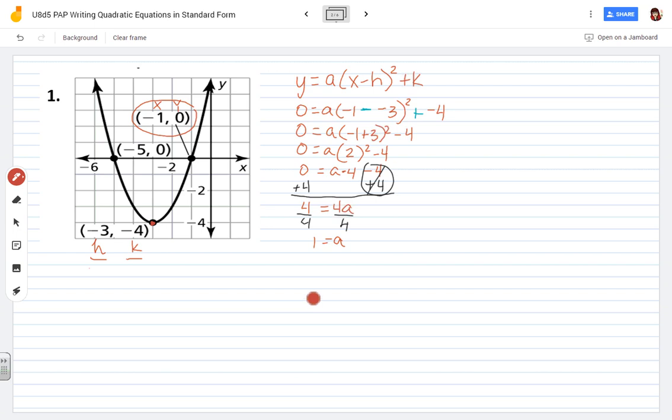Okay, great. When you write an equation, what are the only two variables that you leave? Good, x and y. So let's go ahead and plug in everything other than x and y. We got y is equal to something times x minus something else squared and then plus something. So let's go ahead and plug in what we now know. So I know that a is 1. I know that h is -3. And I know that k is -4. Okay. Let's clean it up just a little bit.